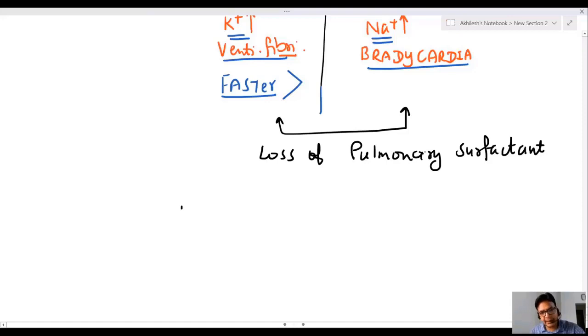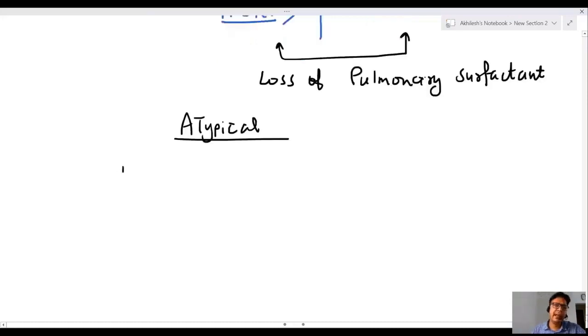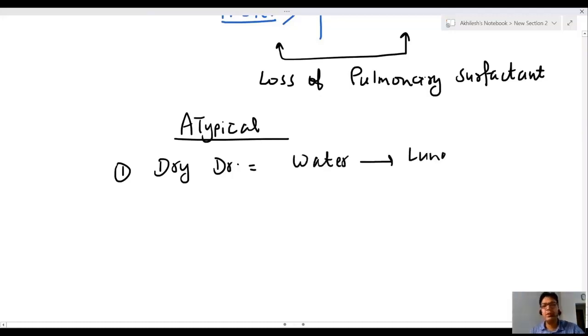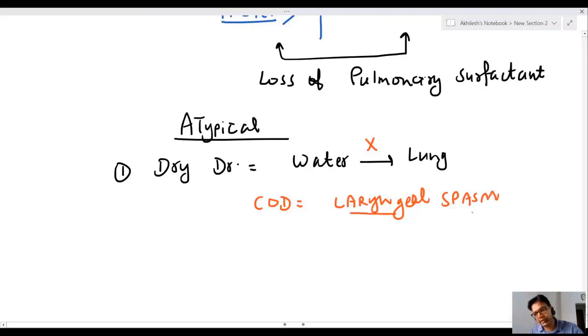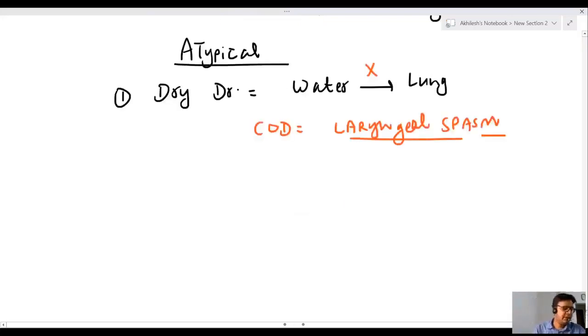Now write down, sir, atypical drowning. In atypical drowning, first is dry drowning. What is the meaning of dry drowning? Water doesn't enter the lung. In wet drowning, water enters the lung. In dry drowning, water doesn't enter the lung and the person dies. The cause of death is laryngeal spasm. The larynx will constrict, my dear friend. Water doesn't enter the lung. The person dies due to laryngeal spasm.